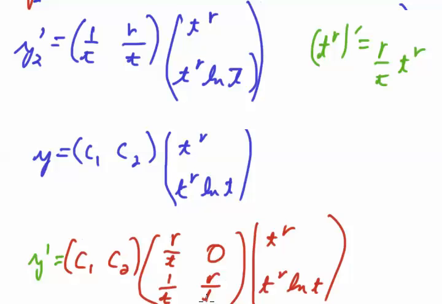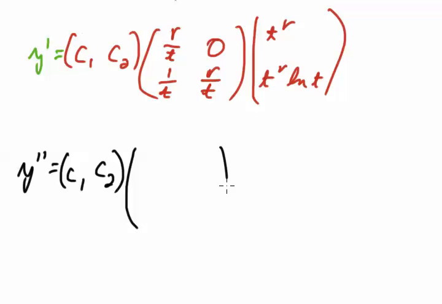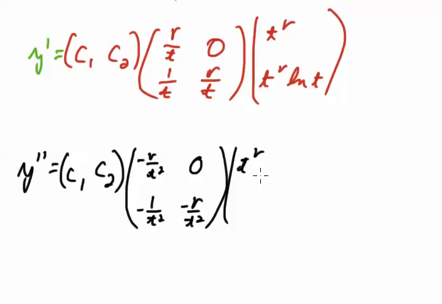Now we can pop out the second derivative by taking c1, c2 times the derivative of this, which is negative r over t squared, negative 1 over t squared, 0, and negative r over t squared, times t to the r natural log of t, plus, I'm just going to take c1, c2 again.